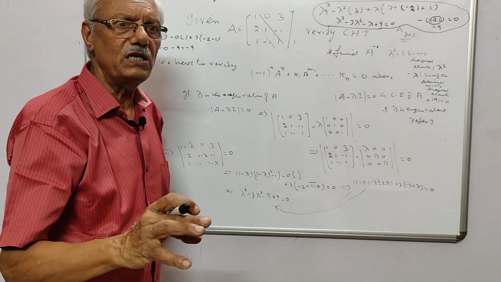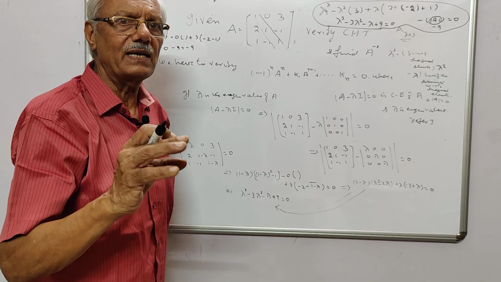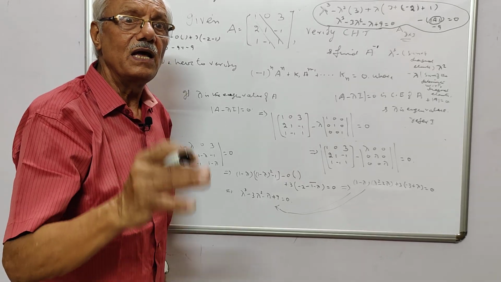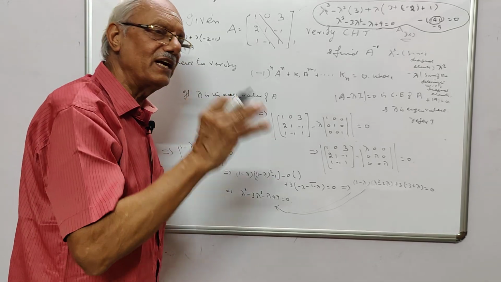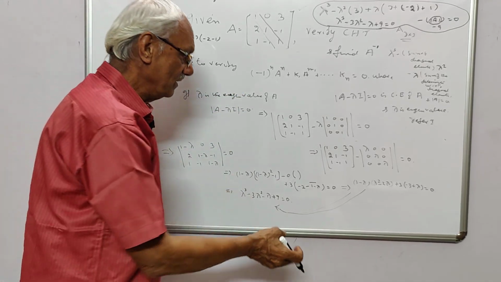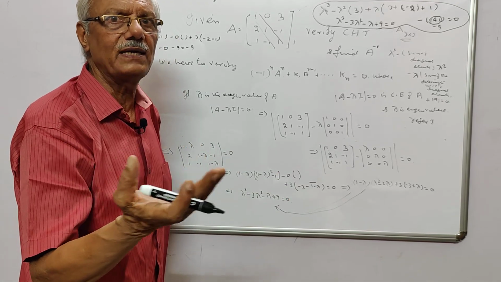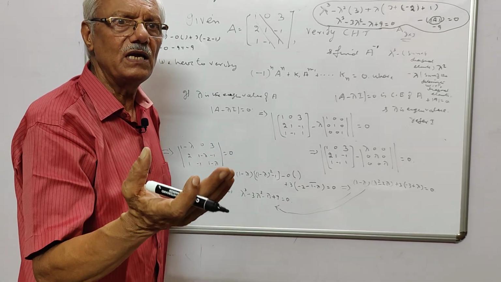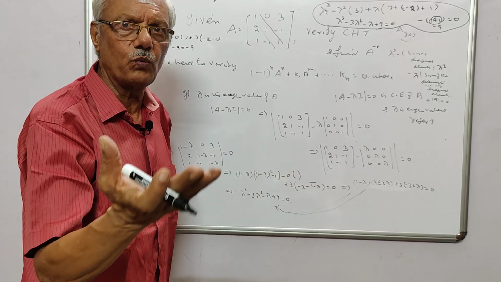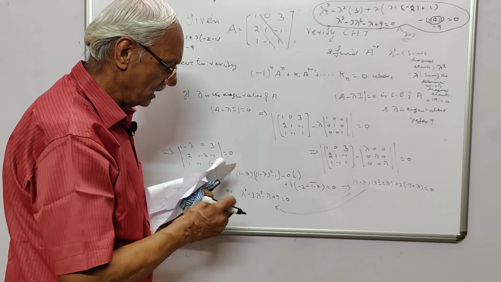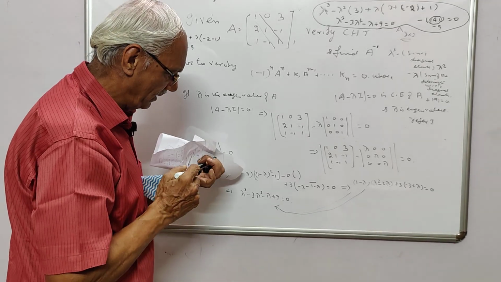So I am totally confirmed that my characteristic equation is correct, and definitely my A will satisfy this characteristic equation. If something has gone wrong in this, you will not get 0 on the right hand side when you substitute the square matrix A in the place of lambda. So you know that very well. So now let us move on to the verification.